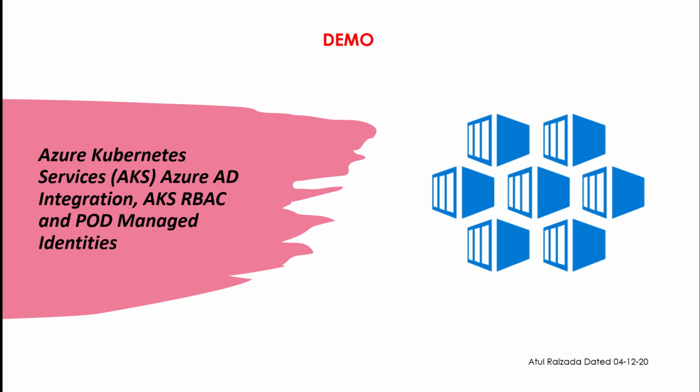Today's demo is going to be a very interesting demo, where we will try to see why we should integrate Azure Kubernetes services with Azure Active Directory, and by doing that how we can leverage Azure Kubernetes services RBAC. Also very interesting is to see whether we can use managed identities with pods to access different Azure resources. So that's the scope of today's presentation. And without any further ado, let's walk into the presentation.